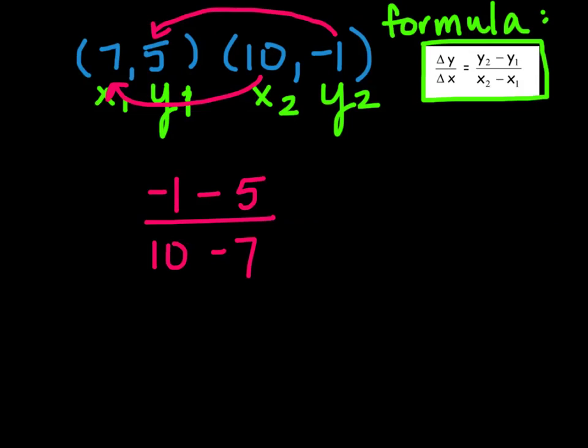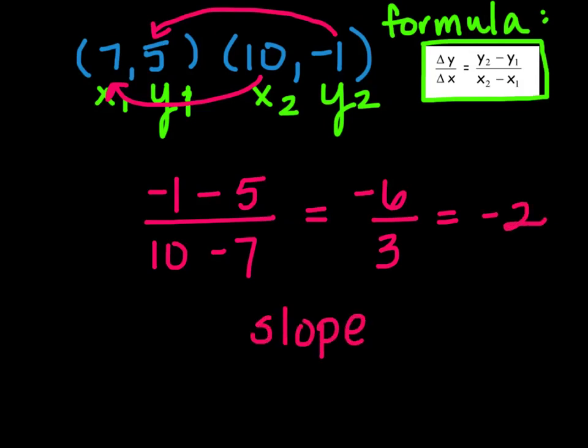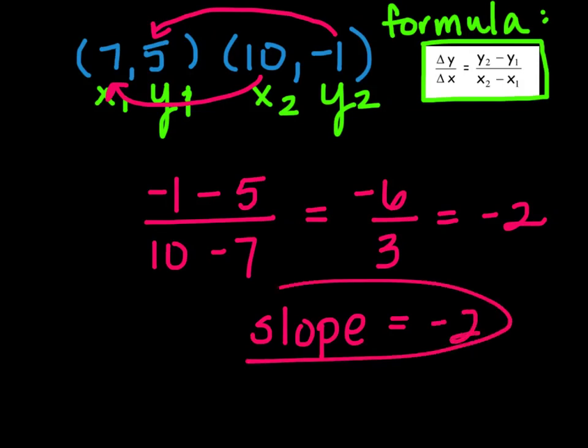So this is what our numbers look like plugged into our equation. So we have negative 1 minus 5, which gives us a negative 6, and then 10 minus 7 would give us a positive 3. So therefore, when I'm finding the slope, I have negative 6 over 3, which will reduce to a negative 2. So therefore, in this equation, the slope would be negative 2.